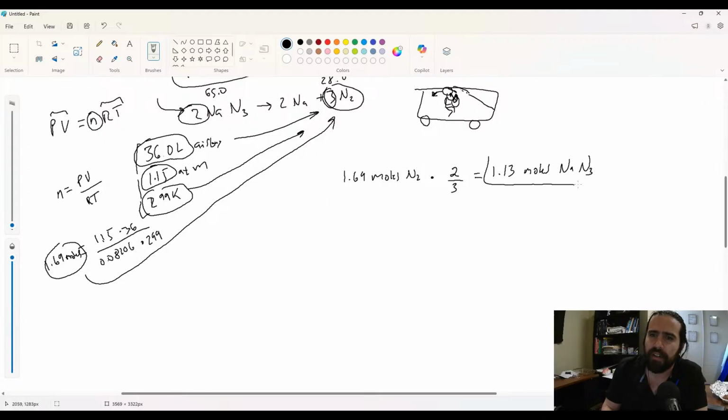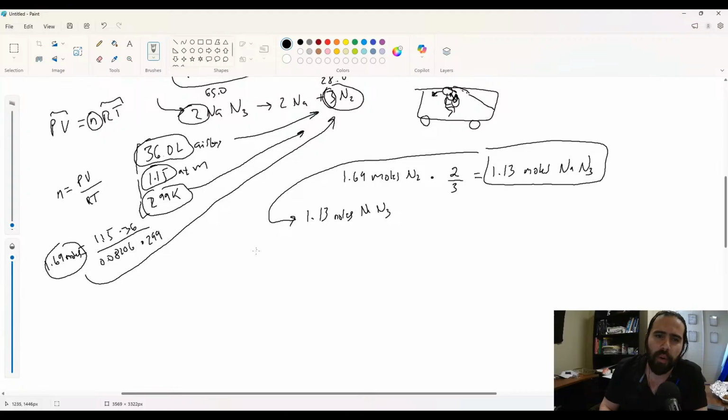Okay. We're not quite done, but we're almost there. That's how many moles of sodium azide I need. The last thing that I need is grams of sodium azide. And remember, in order to convert from moles to grams, you do moles times molecular mass equals grams. Okay. Our molecular mass for sodium azide, I gave you that earlier. That's 65. That totals up to 73.5 grams of sodium azide.